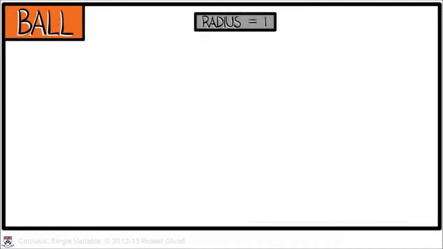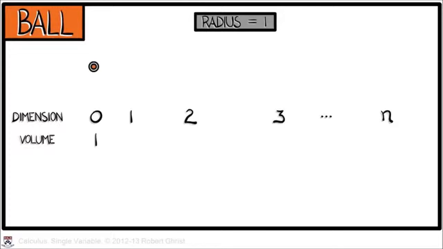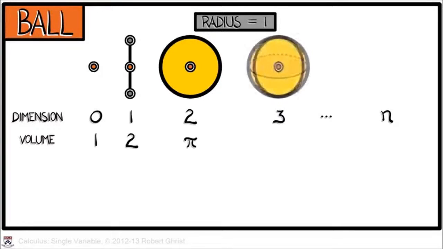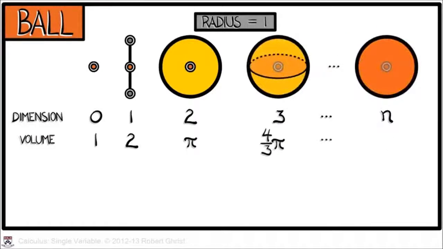How do we compute the volume? Well, for a radius 1 ball in dimension n, what is the volume going to be? In dimension 0, there's a single point, volume 1. In dimension 1, this interval has length 2. In dimension 2, we know the formula, pi r squared. In this case, r equals 1. In dimension 3, volume is 4/3 pi. Moving up to dimension n, let's call the volume of the unit ball v sub n.